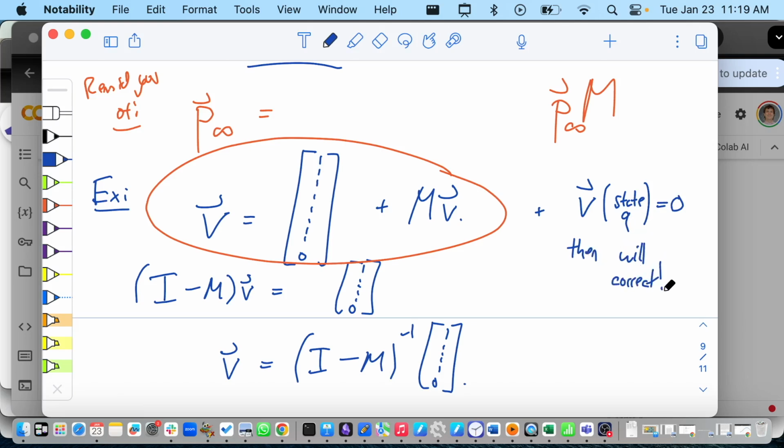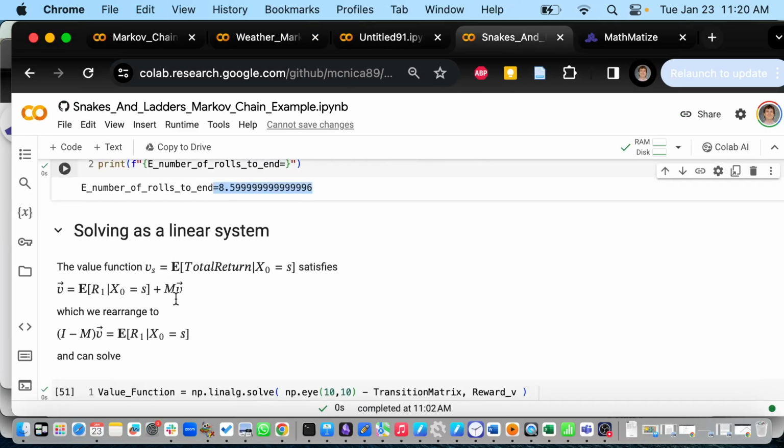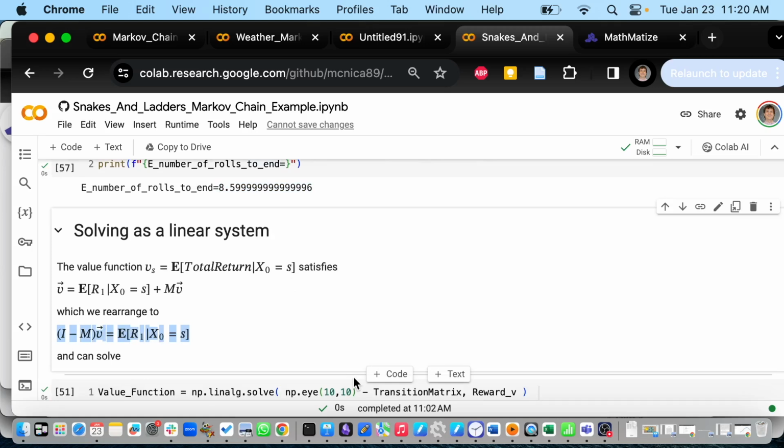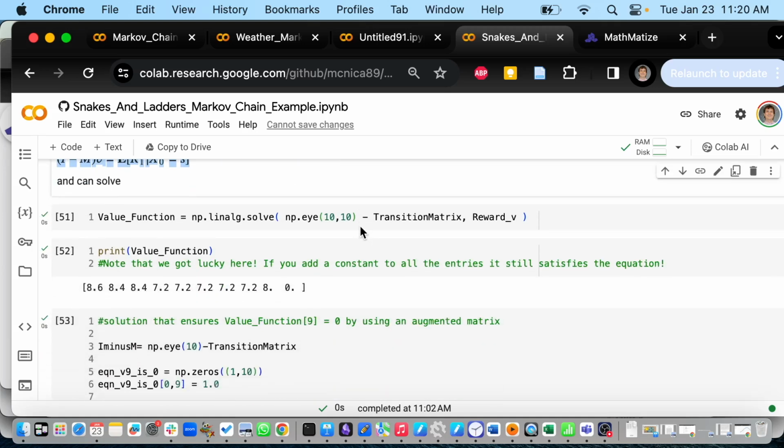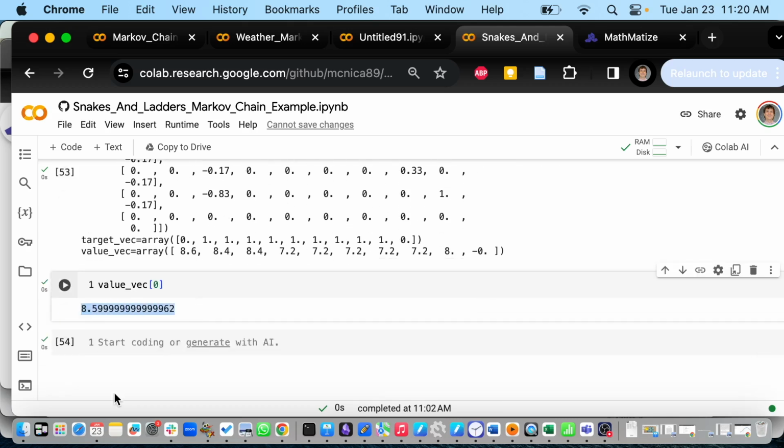then we'll get the correct solution. And this is just like what we did as the warm-up problem today. The steady state equation on its own won't give you the answer, but the steady state equation plus some extra equations will. And you can put this in the computer as a big augmented matrix. I have that over here if you want to read it. Snakes and ladders. Okay, here we go. So solving the equation I minus M times V equals the ones and a 0, you get this answer. And you get the value 8.59999, which is, I think, to machine precision 8.6. Oh, look, over here, yeah, here it found 8.6.